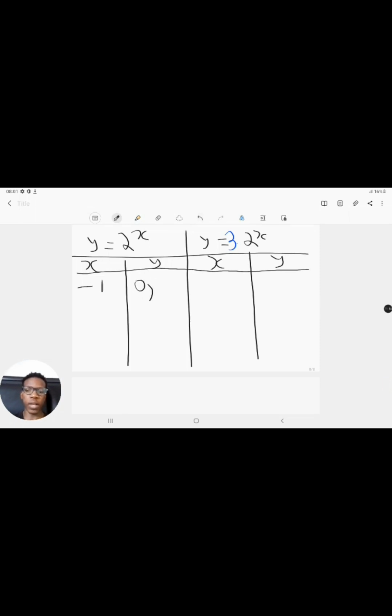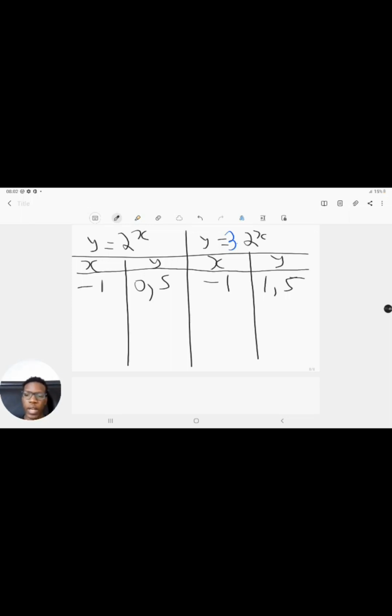That's 0.5. Now, if x is equal to minus 1 here, you will agree with me that y is equal to 3 times 2 to the power of minus 1, which is 3 times half. 3 times half is 1.5. So that's going to be 1.5.